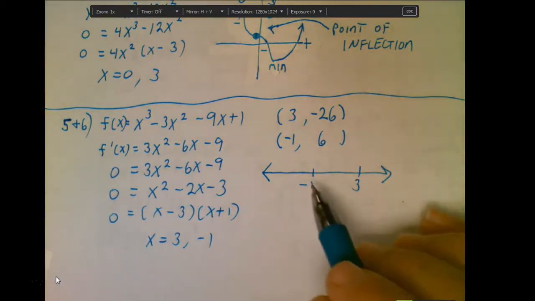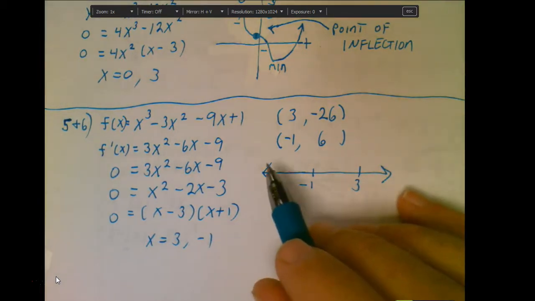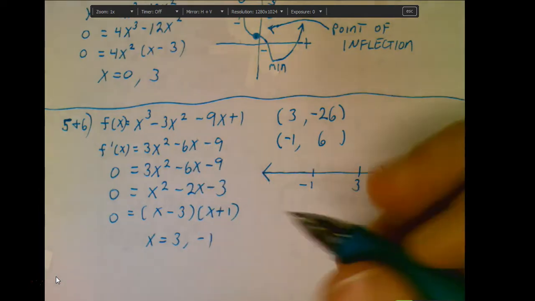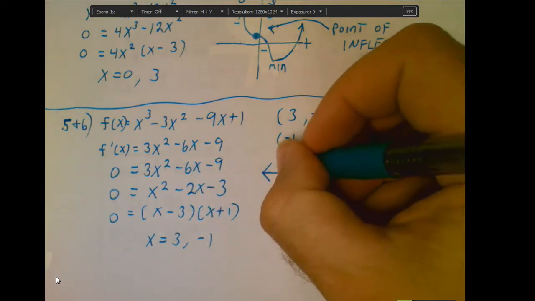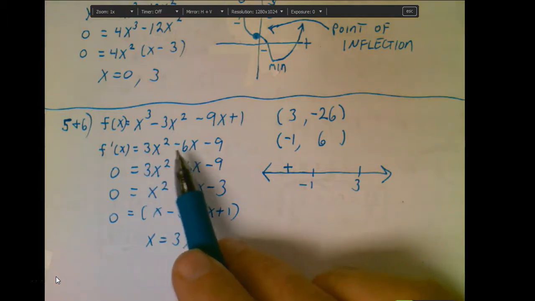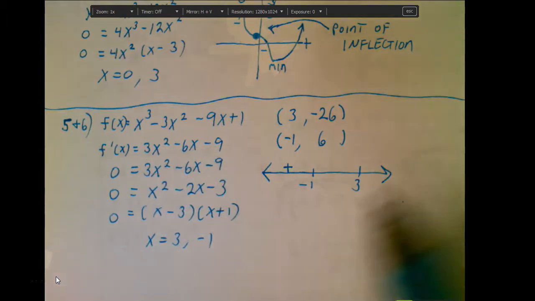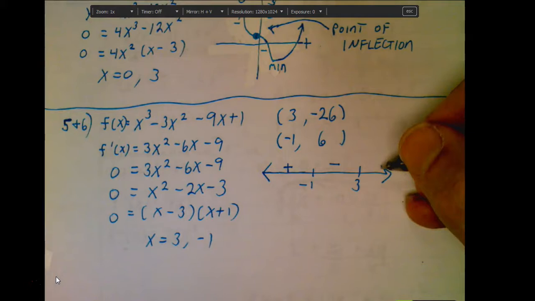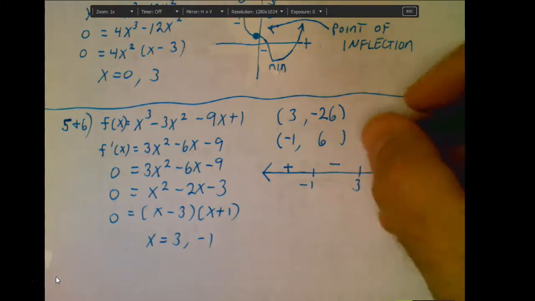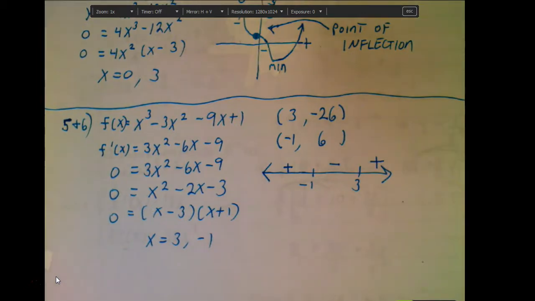If you plug in any number smaller than negative 1 into the derivative, you would see that all the slopes in that area are positive. And if you plug in any number in this area, like 0, into your derivative, you're going to find all those guys are negative. And any number greater than 3 in the derivative is going to give you a positive slope.